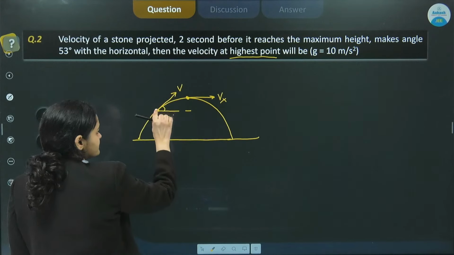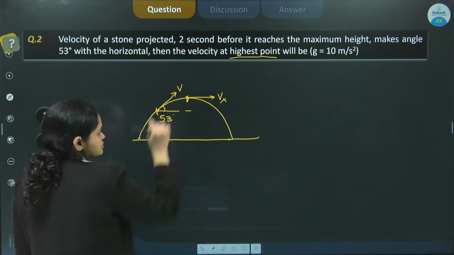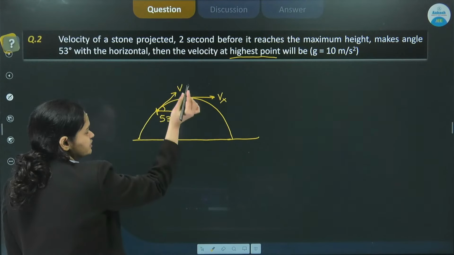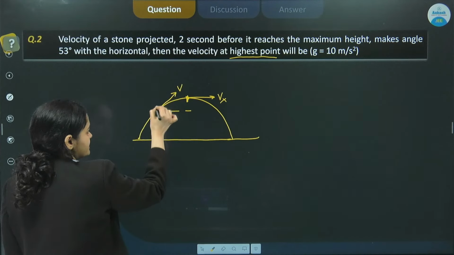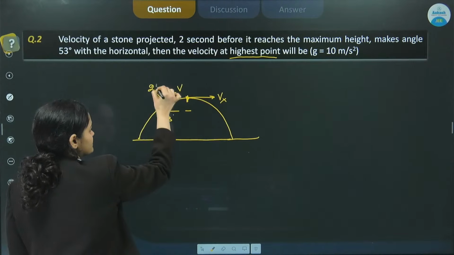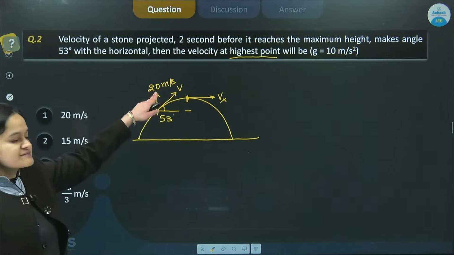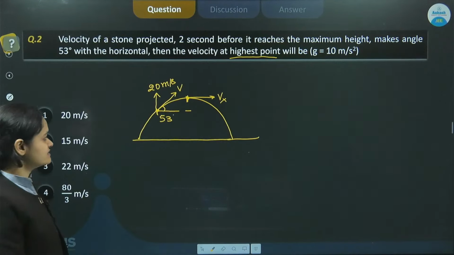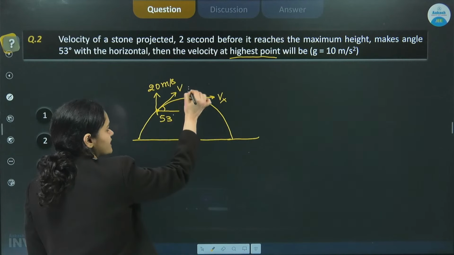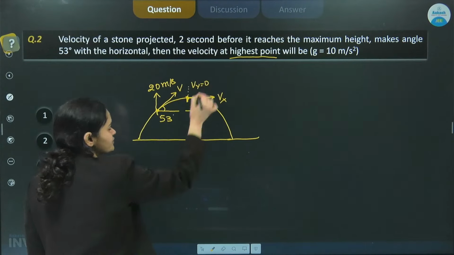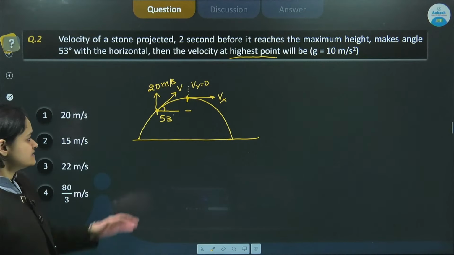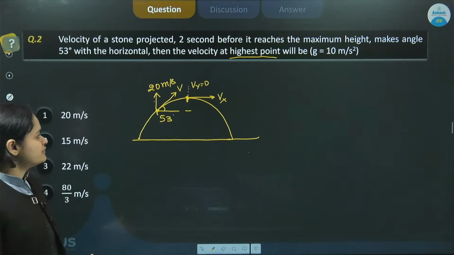So this time interval from position 1 to position 2, we can see the time interval is 2 seconds. By applying the first equation of motion, we can get the velocity at this moment as 20 meter per second, because the final velocity along the y-axis is turning out to be 0. So v equal to u plus at can be applied to get the value of vy.